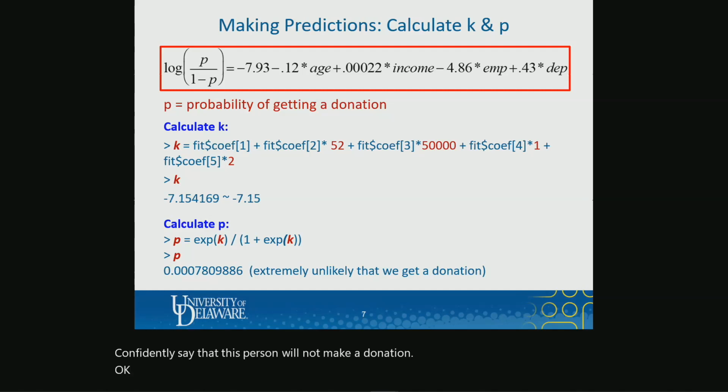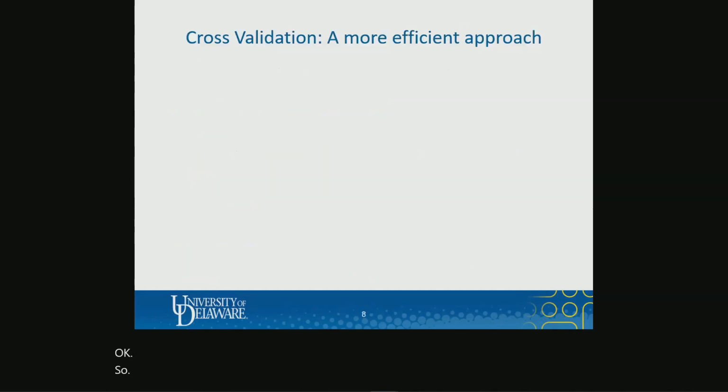Okay. So we are done with prediction. Now we know how to make a prediction for logistic regression. Okay. Now let's talk about cross-validation.